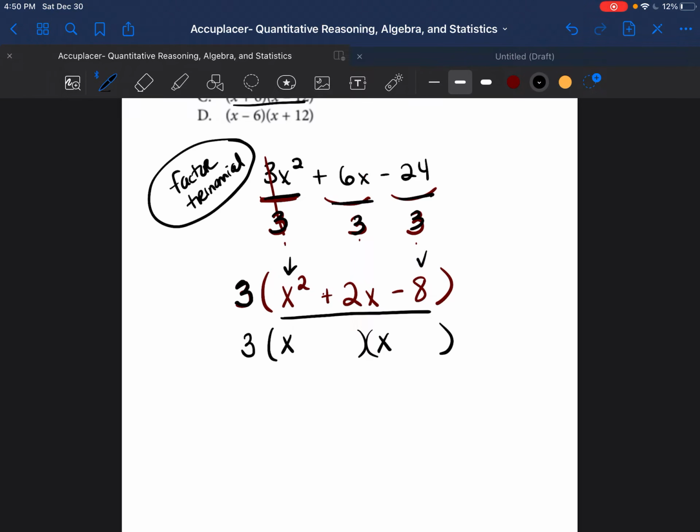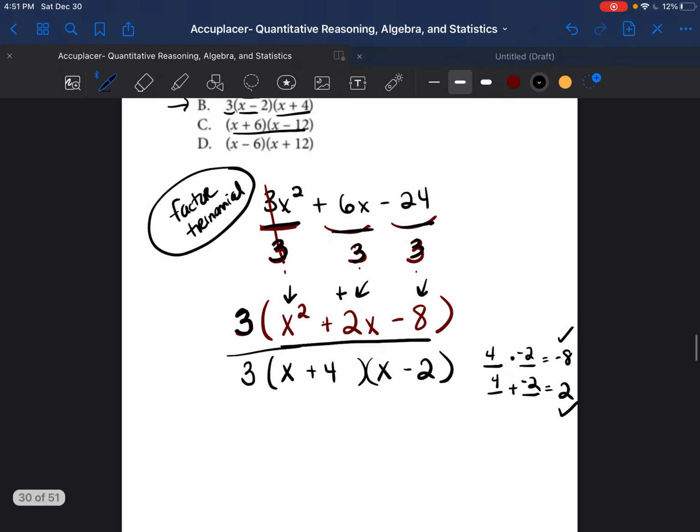Then we have to find 2 numbers that when you multiply, you get the last number, so when you multiply, you get negative 8. But when you add them, you get the middle number, which is 2. So what about 4 and negative 2? 4 times negative 2 is negative 8, good. And then 4 plus negative 2 is 2. So that works out. So 4 and negative 2 go in the parentheses.